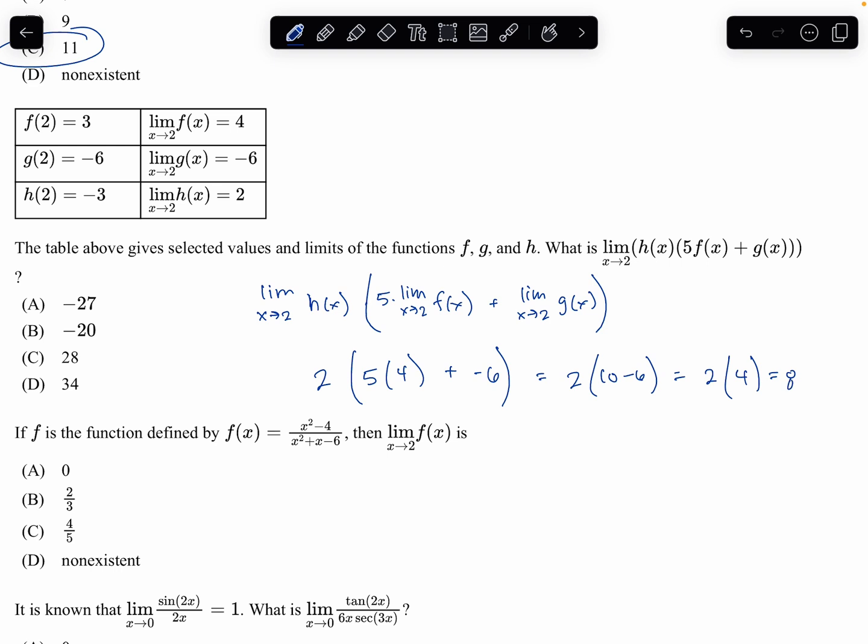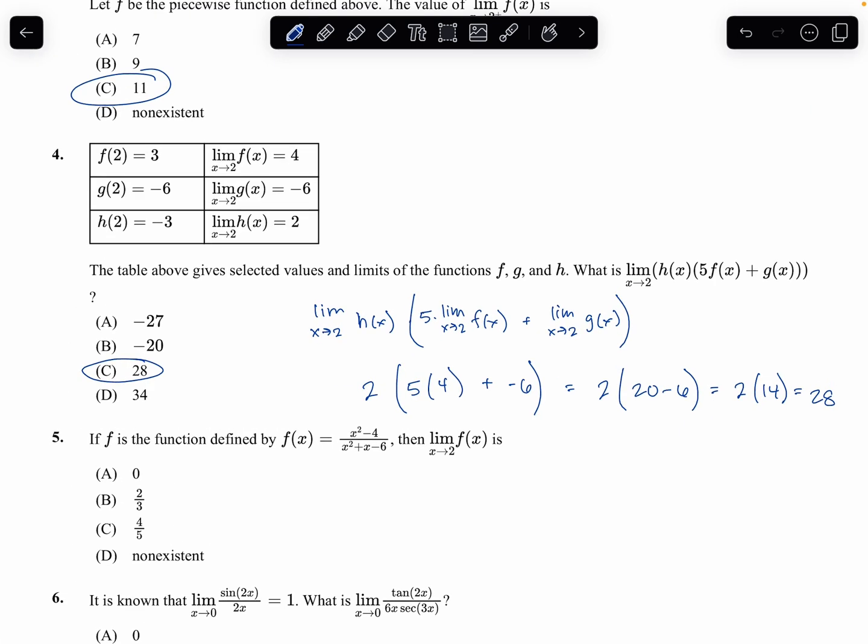And I definitely messed up somewhere. That's where I messed up. One second. I know my times tables. That's going to be 2 times 20. For some reason I was multiplying those together and not those together. So 2 times 20 minus 6. There we go. So that's going to be 2 times 14, which is going to be equal to 28. And so C will be the correct answer there.